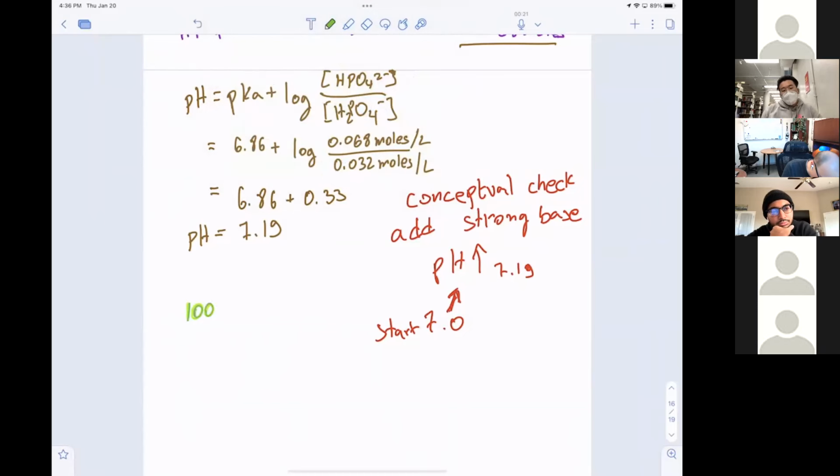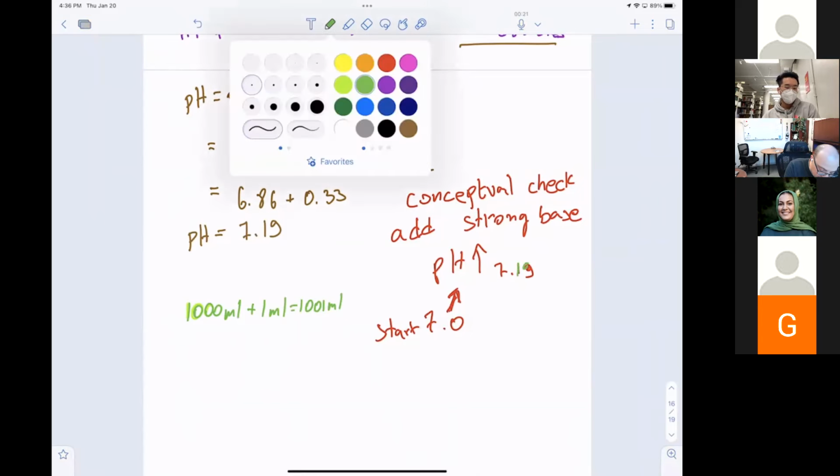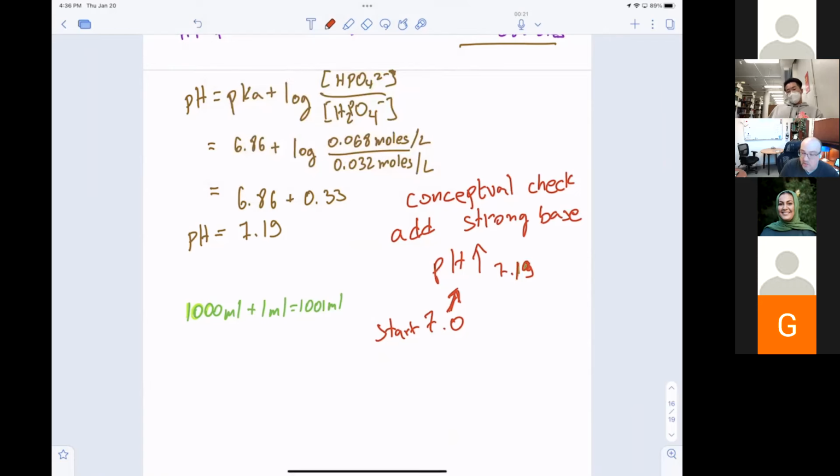I started with 1000 mL, and I added 1 mL. So in other words, I now have 1001 mL. The best way would be to recalculate for 1001 mL, but it's not going to change the answer. So instead of 7.19, it could be 7.1905 or something like that. Don't catch me on that. But it's not really going to change the fact that this is 7.19, and in experiments, that's still going to be pretty much a good buffer system.